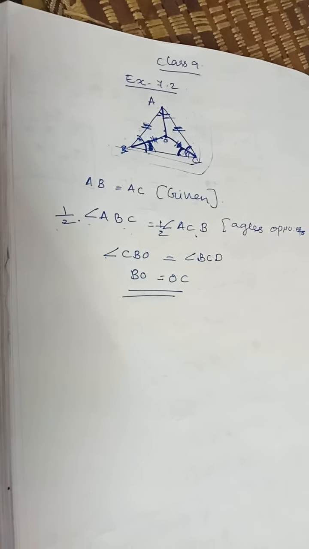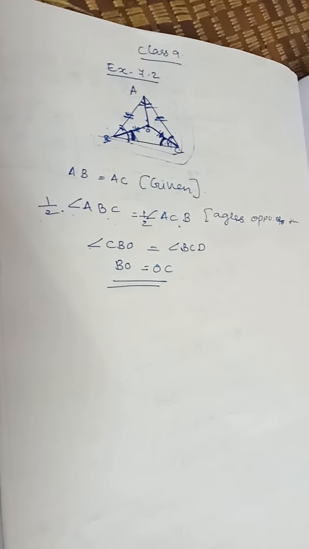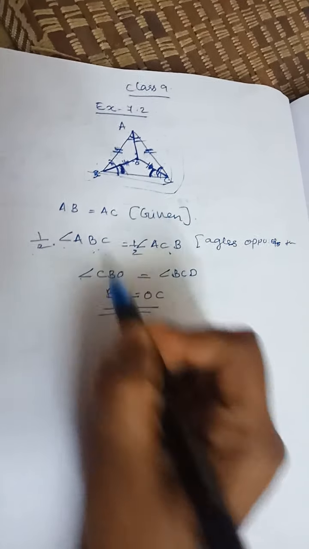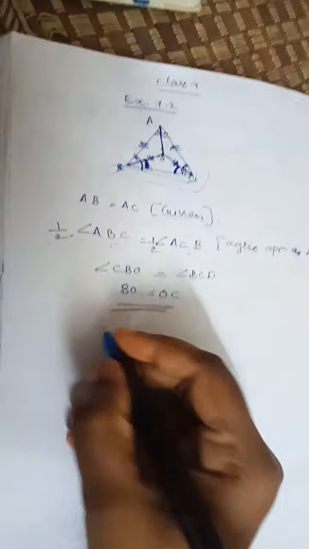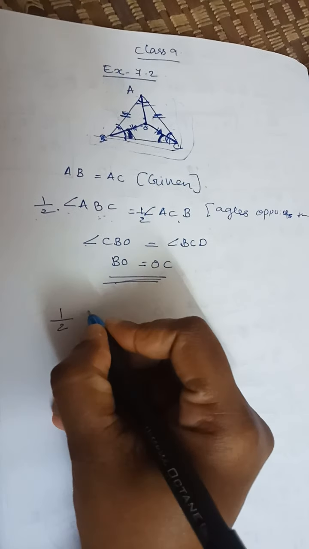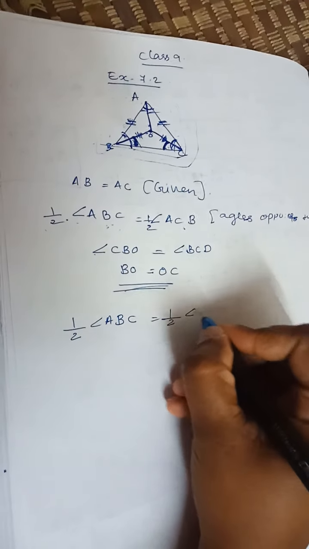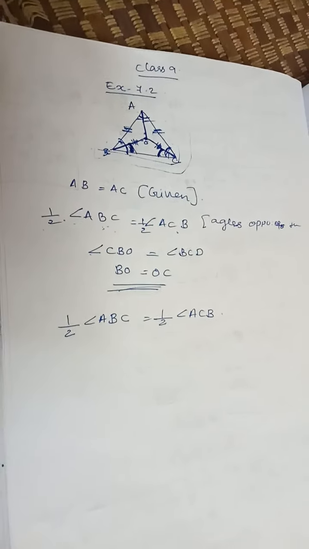What is the reason? You should write the reason inside the bracket. Sides opposite to the equal angles are equal. Okay, again I am writing half of this one. So first part over, we have to prove the second part. For that I am writing the same statement: half of ABC is equal to half of angle ACB.